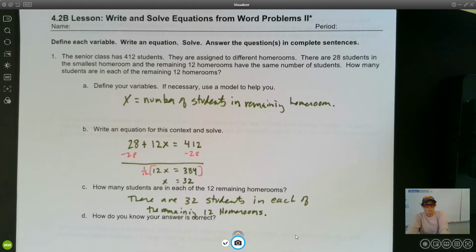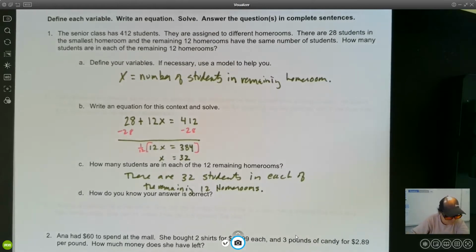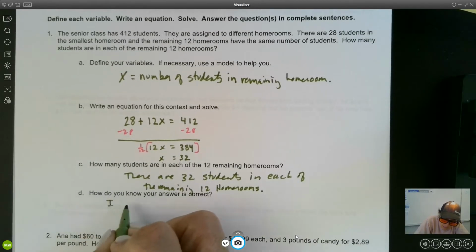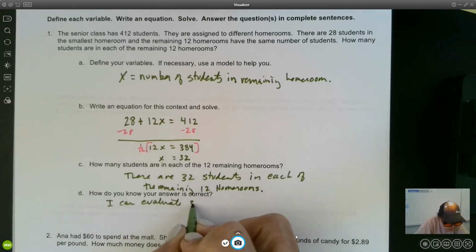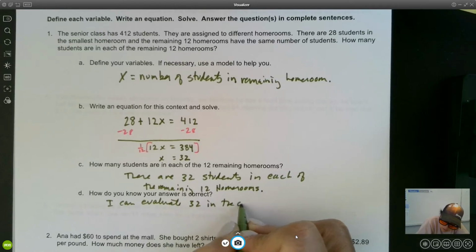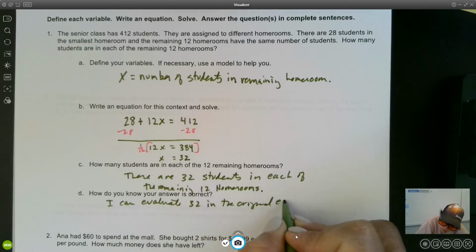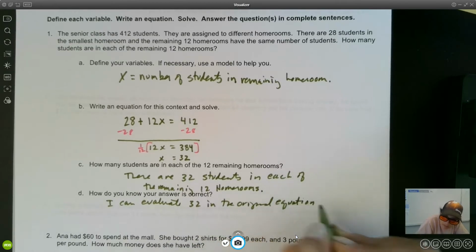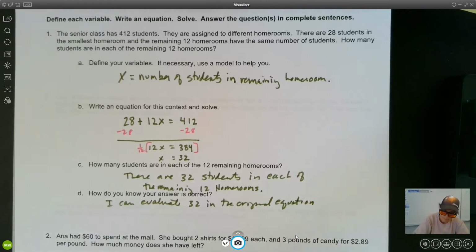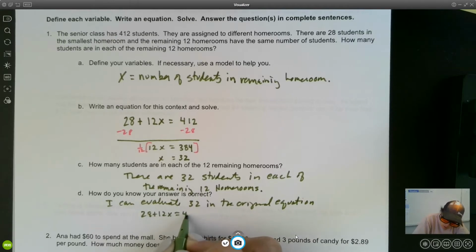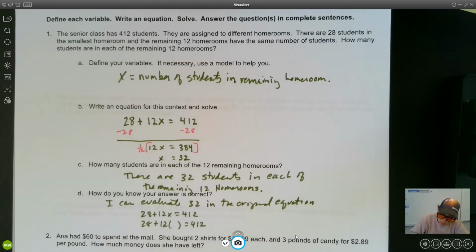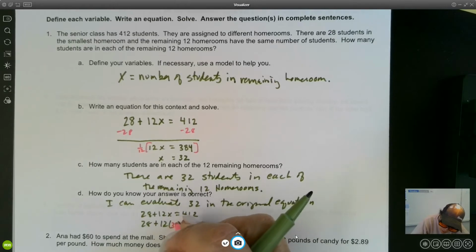How do you know your answer is correct? I can evaluate 32 in the original equation. So basically, just do a check. So I've got 28 plus 12x equal 412. 28 plus 12 times something equal 412. I'm going to plop a 32 in here that we found to be the answer.